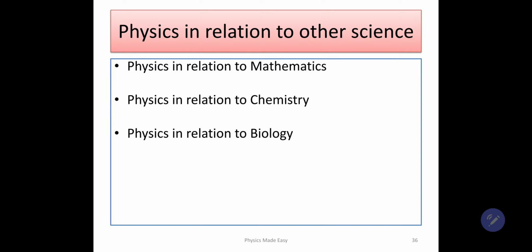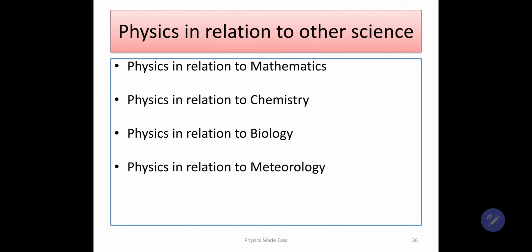Physics in relation to biology. The conceptual study of pressure and its measurement has helped us to know blood pressure and hence the functioning of the heart. Invention of X-rays developed the field of diagnosis. Electron and optical microscopes have revolutionized the study of medical science.